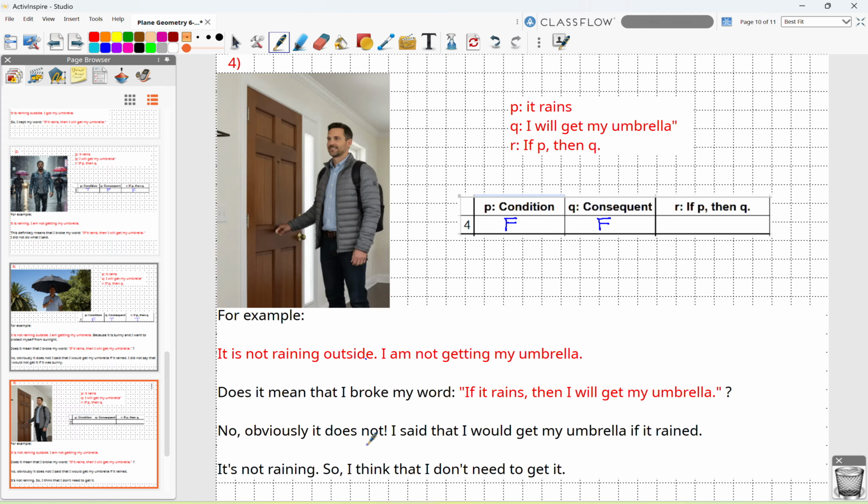this does not break my word, because I said that I would get my umbrella if it rained. It's not raining, so I think that I don't need to get it. I don't have to get it because it's not raining. The condition has not been satisfied. That's why the consequent may not follow. So our proposition R, if P then Q, is still true here.